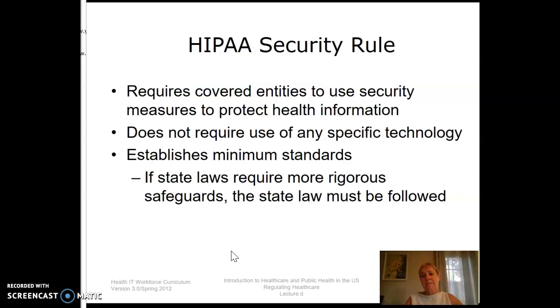Now, the one thing about the federal regs that you need to remember, if you live in a state where your state laws are more rigorous than HIPAA, then you follow the state law. So if you ever have laws that conflict, you always follow the most stringent law there is, and that way you've covered all your bases.